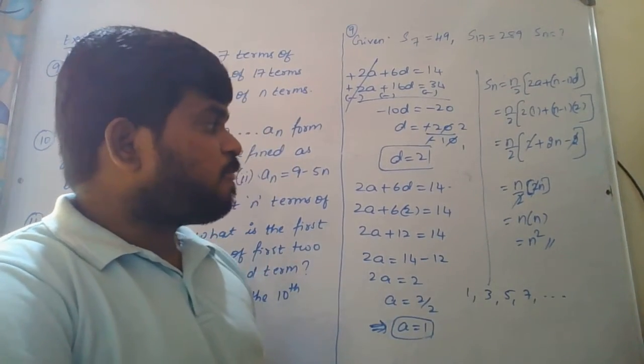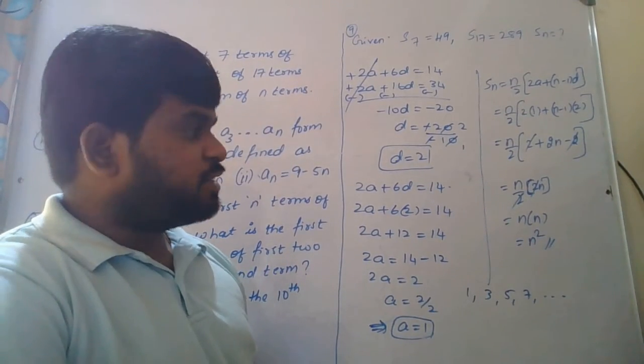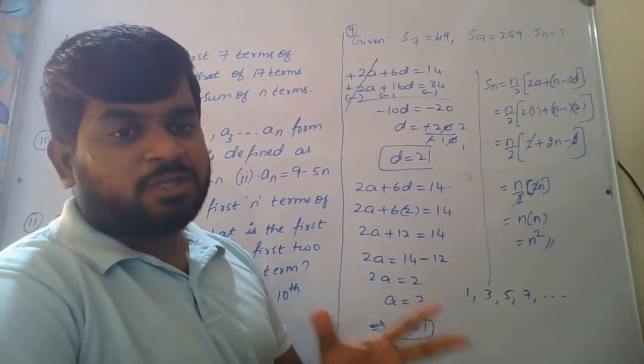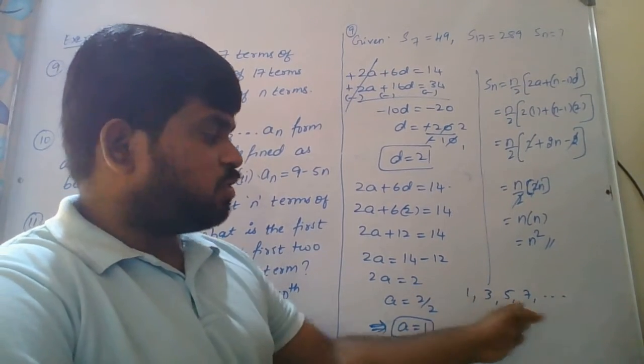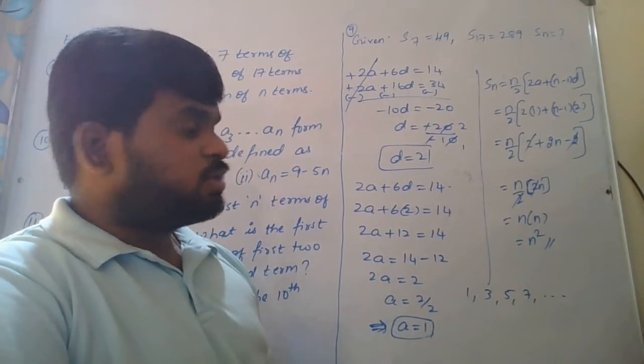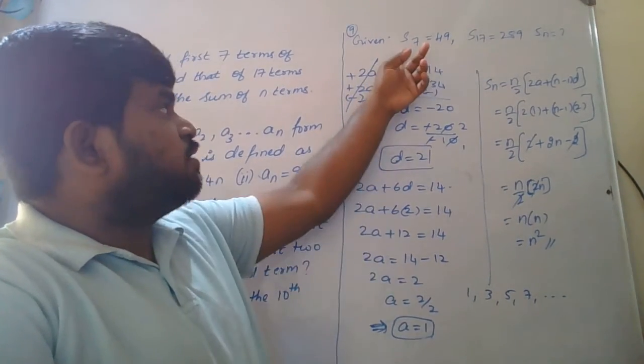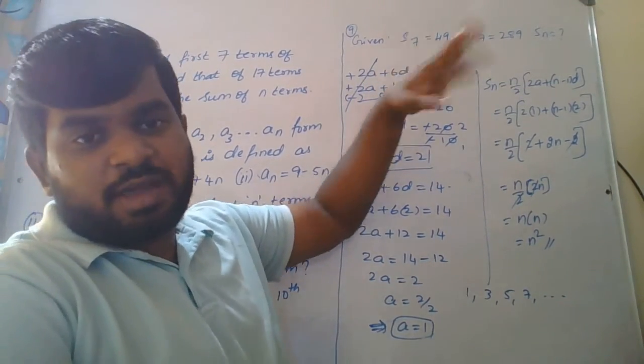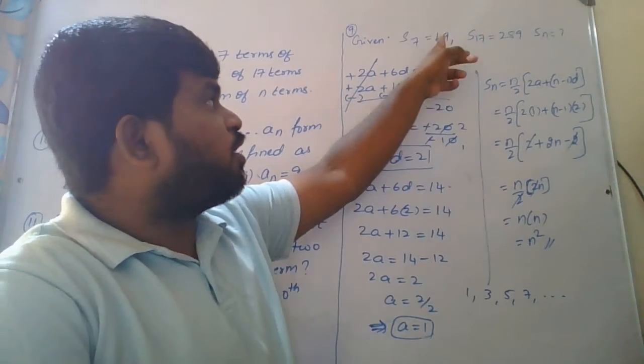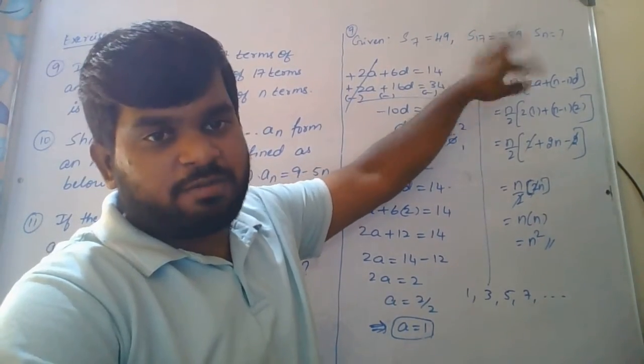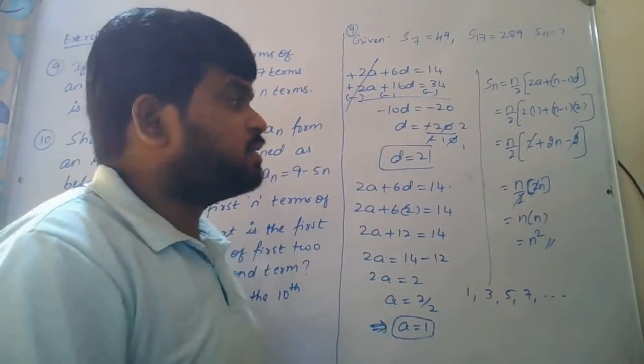The sum of the first n odd natural numbers. These are natural numbers and also they are odd. Suppose you take S7, so 7 odd numbers, 7 square is 49. 17 odd numbers, 17 square is 289. It is as simple as that.